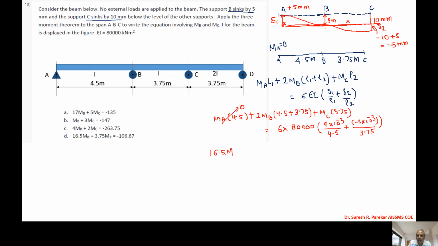MB plus 3.75 MC, and that is equal to minus 106.67, and we have option that is G. So this is 10th question.